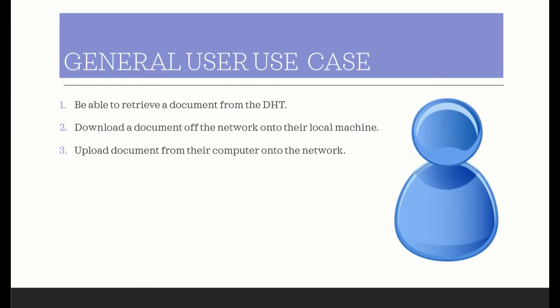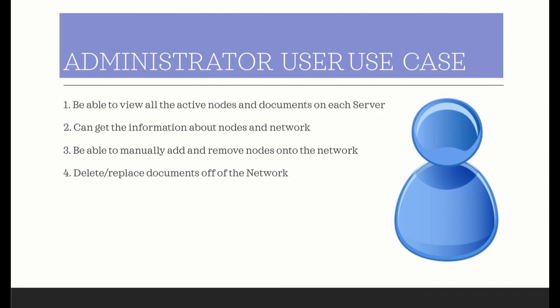Our network will be accessed by two different types of users, a general user and a network administrator. So the general user use case is that the general user would be able to retrieve a document from the DHT. They would also be able to download a document off of the network onto their local machines. They would be able to upload the document from their computer onto the network.